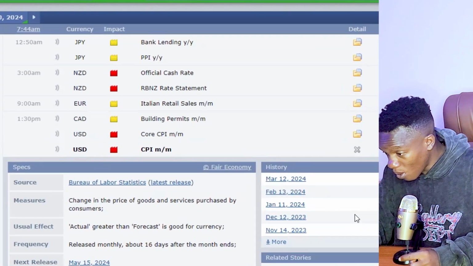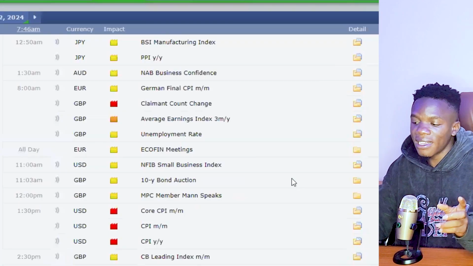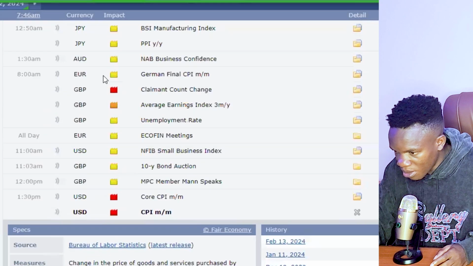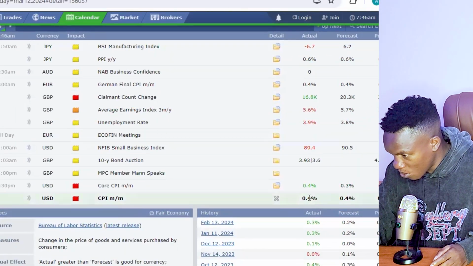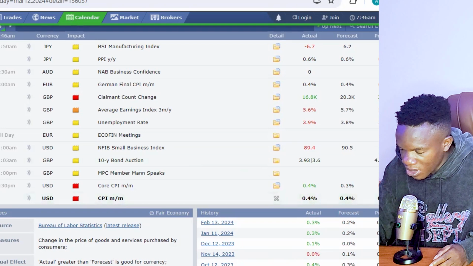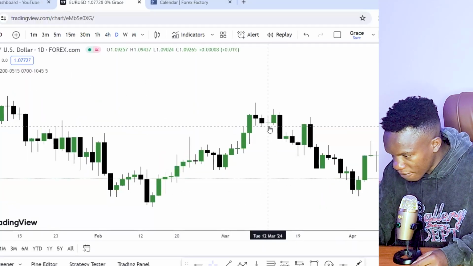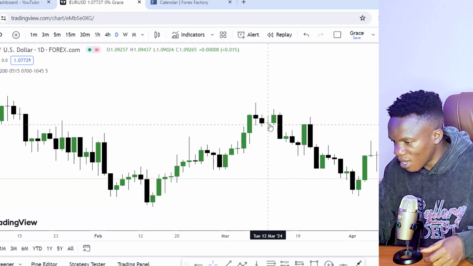If I go back to another CPI day, for example, March 12th, that is the previous CPI before April. Now, the previous CPI was March 12th. I've told you don't pay attention to this data here. What we just need is to go back to the chart. Let's look for March 12th. This is the 12th of March 2024. Now, after this CPI day, take a look at the next movement.